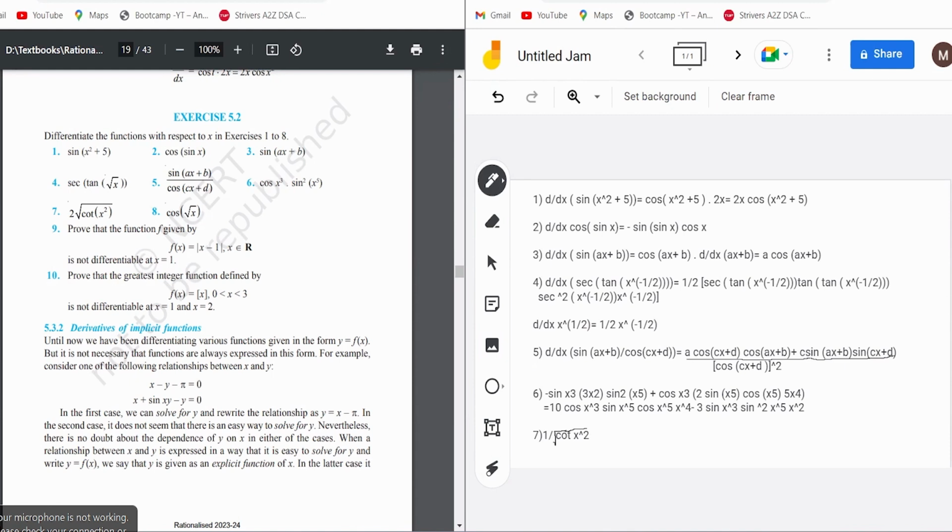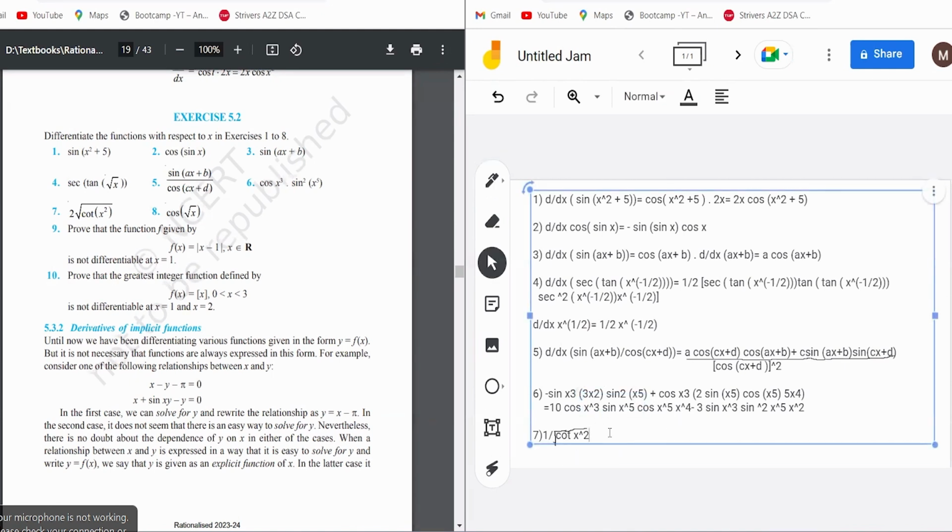Now moving ahead, differentiation of cot of x square. Differentiation of cot x is minus cosec square x, and x is here x square. So write it in the same way. Okay. Now the differentiation of x square, which is nothing but 2x. Closing this. So this is our final answer.